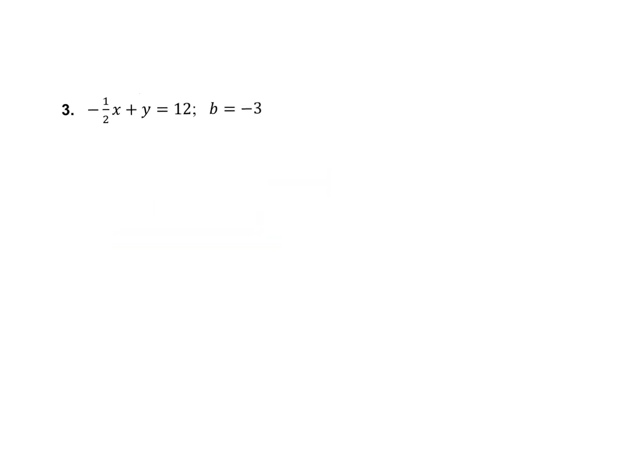All right, number 3, we're looking to write an equation for a line that is perpendicular to this line right here and has a y-intercept of -3. Notice right now that this -1/2 x plus y is equal to 12 is not in slope-intercept form. So we're going to want to rearrange this so that the y is all by itself, and to do that I'm going to move this 1/2 x to the other side by adding it so they cancel out on the one side.